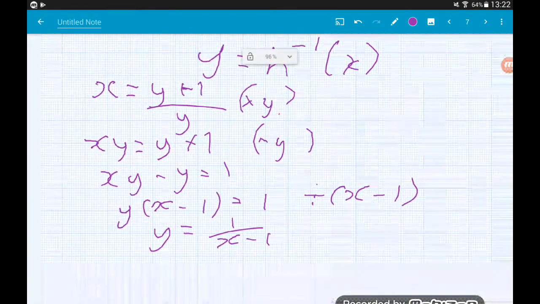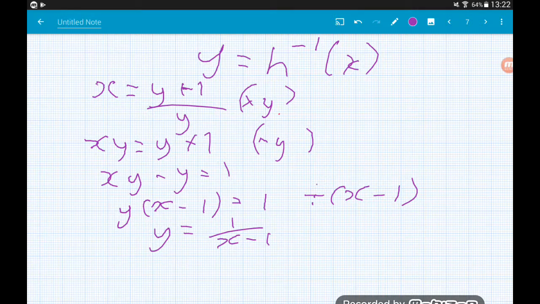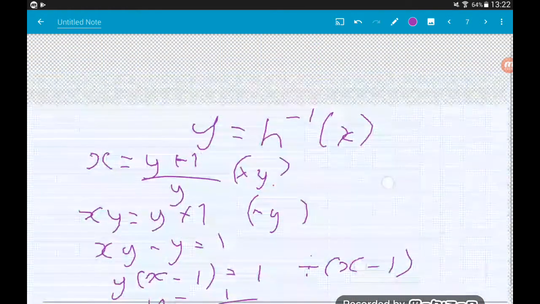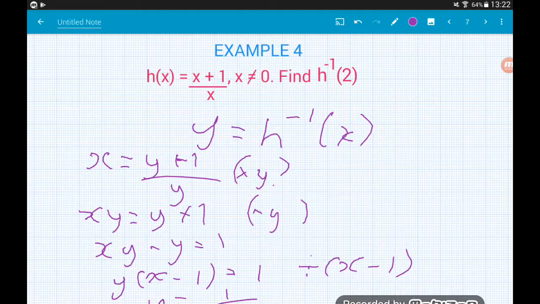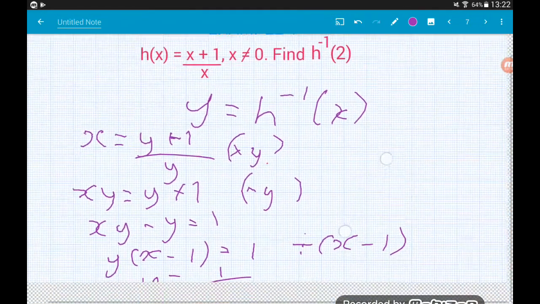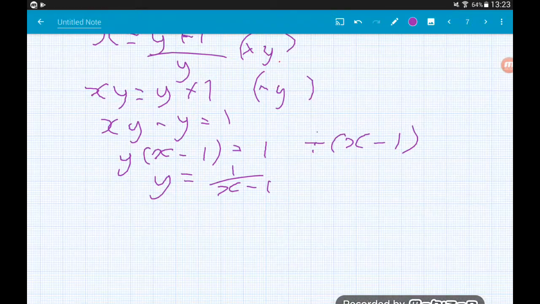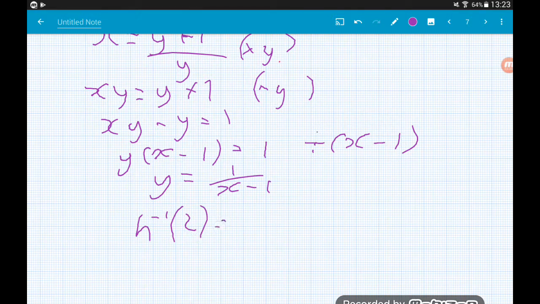So remember, at the start we set y equal to our h inverse. So that's saying h inverse is equal to 1 over x minus 1. Now remember too that we wanted to find the value of the inverse function when x was equal to 2. So if we substitute x equals 2 into that, we'll get h inverse of 2 is equal to 1 over 2 minus 1, which just leaves us with 1. So h inverse of 2 there is equal to 1.